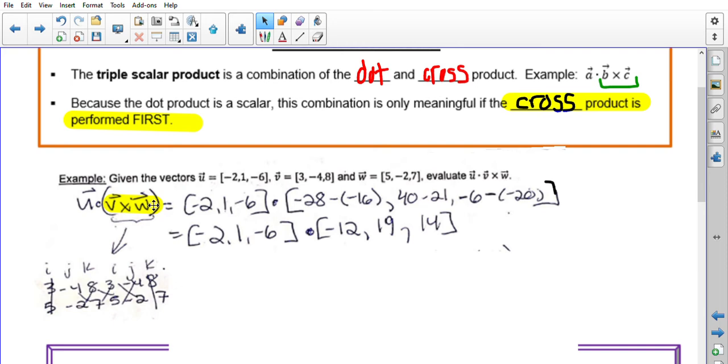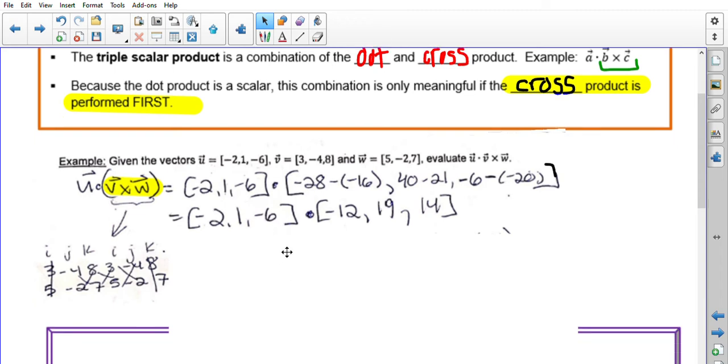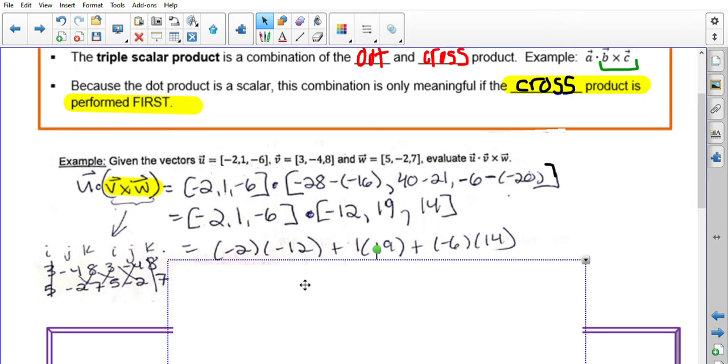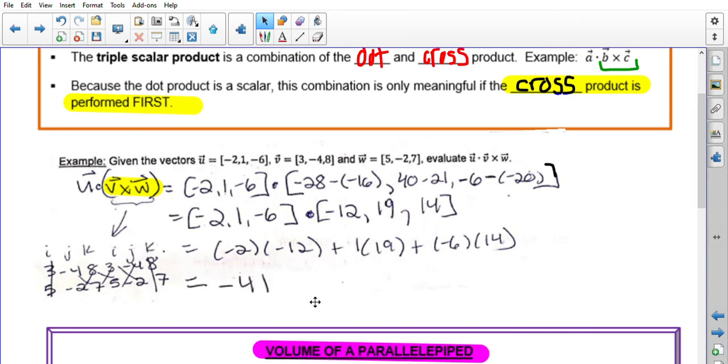And now we find the dot product with vector u. So remember, the answer we get here is going to be a scalar, because dot products always produce a scalar quantity. All right, so let's go through multiplying. We're going to do -2 times -12, plus 1 times 19, plus -6 times 14. And the answer we get is -41.